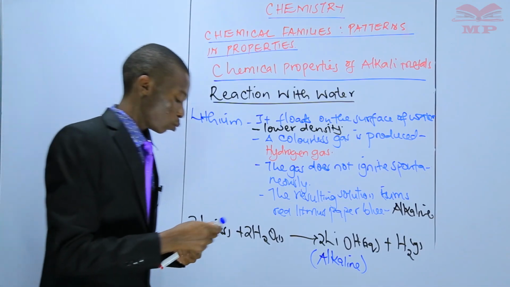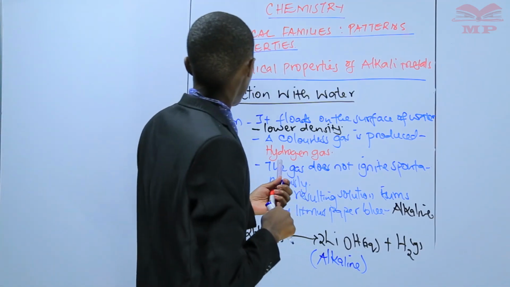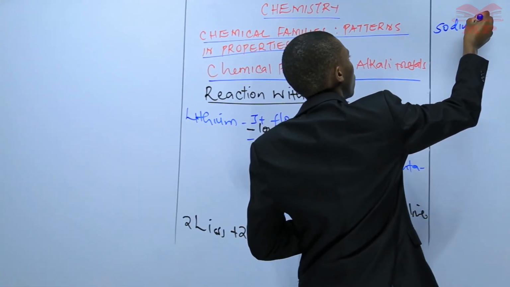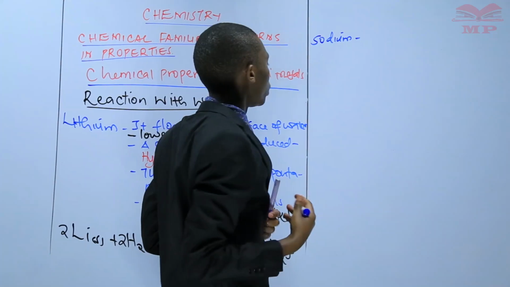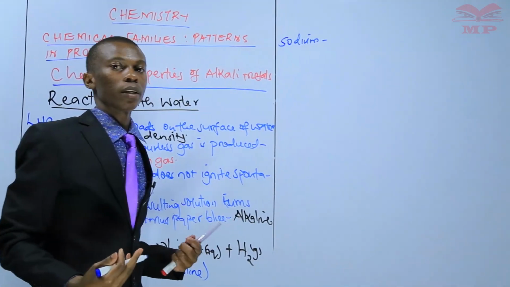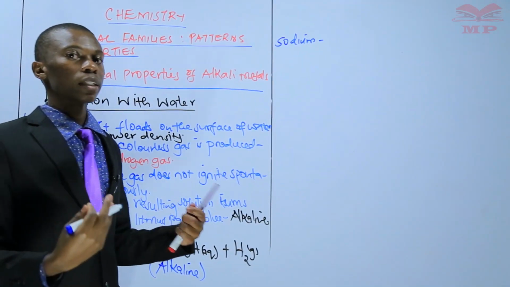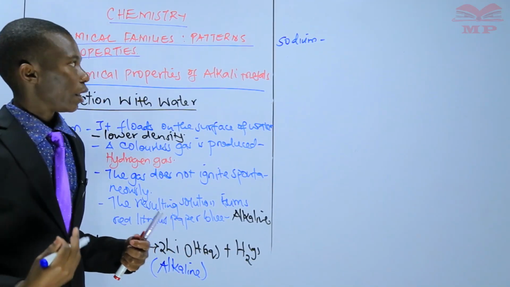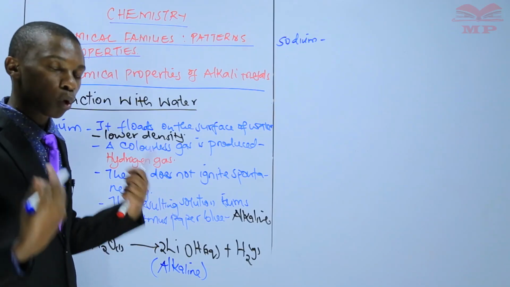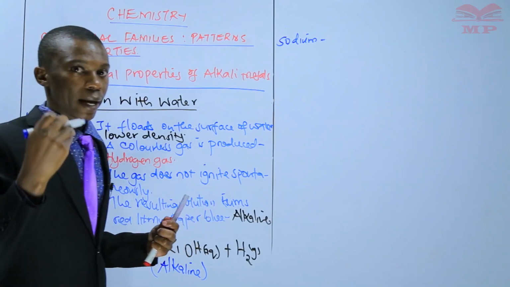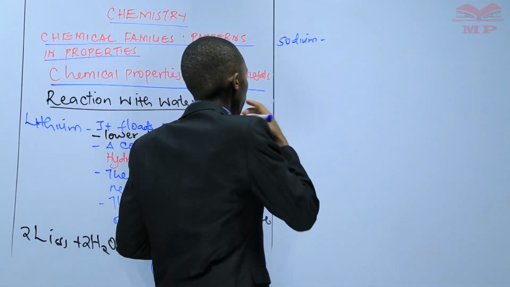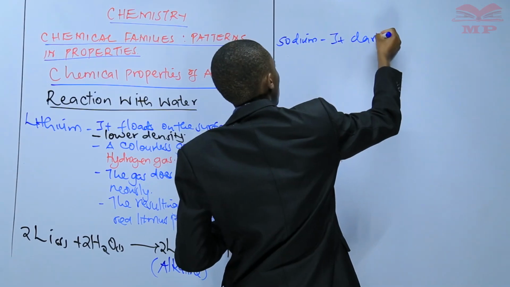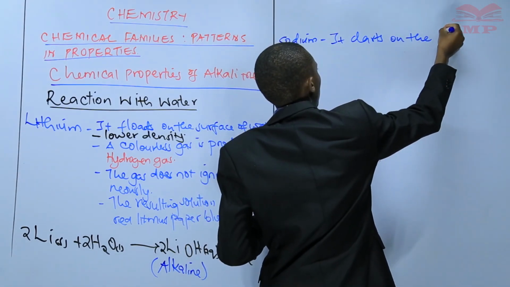Next, I want us to see what happens when sodium reacts with water. First, when you place a piece of sodium in water, remember again, you cut a very small piece because these metals are very reactive. And therefore, you should always work with small amounts. When you place sodium in water, you see that it darts on the surface of water.